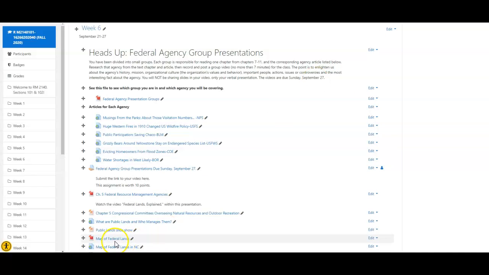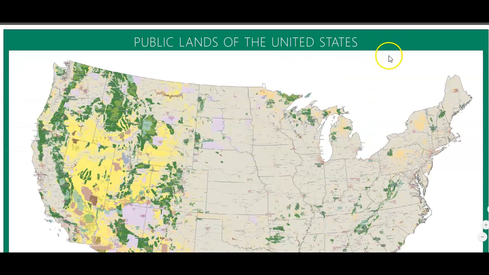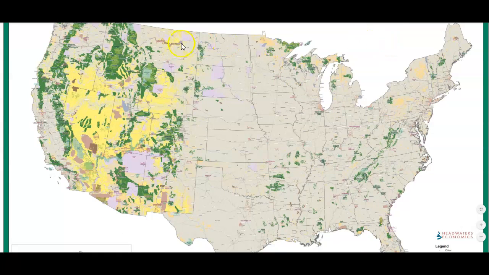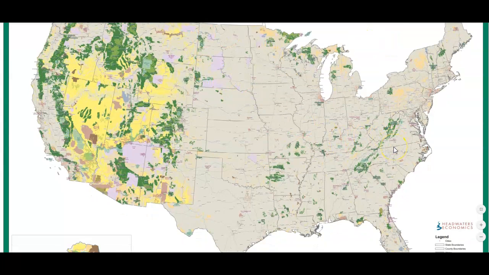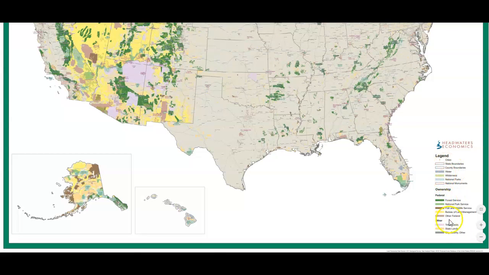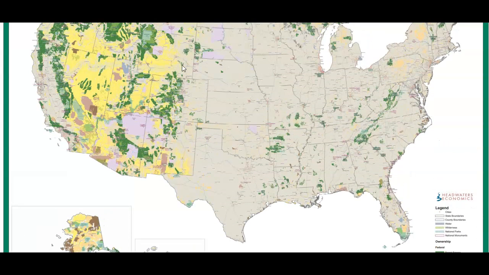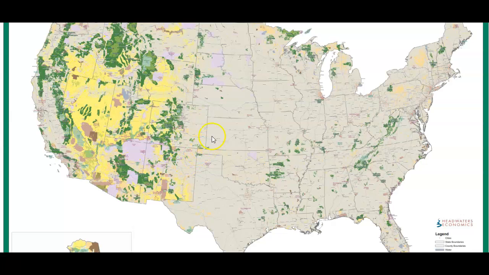Let's see. And then I have a map of federal lands here that I'd like to show you. So you can spend a little time looking at this. And here is, if we scroll down, we can see the legend here. The most important things I want to point out are the dark green, which is the Forest Service, light green is the Park Service, and the yellow, which is the BLM. So as I mentioned before, the BLM is the largest land manager in our country, so you can certainly see that in this graphic.